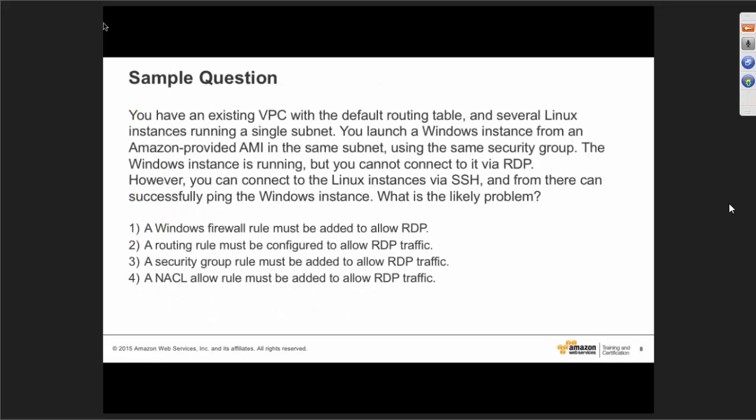So here's a sample question. Wow, this is a very long question part and a very short answer part. Let's go. You have an existing VPC with a default routing table and several Linux instances running in a single subnet. You want to launch a Windows instance from an Amazon-provided AMI in the same subnet using the same security group. The Windows instance is running, but you can't connect to it via RDP. However, you can connect to the Linux instances via SSH, and from there can ping the Windows instance. So what is the problem?